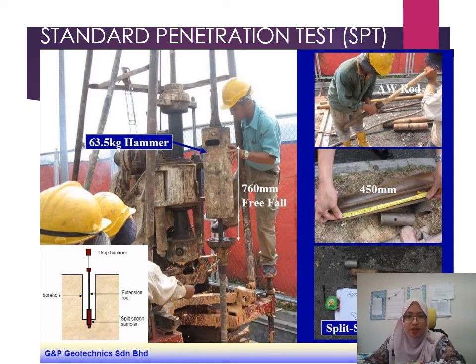Okay, so this is the picture of the standard penetration test. The weight of the hammer is 63.5 kg, and then the height of drop is around 760 mm. So it is free fall. As you can see on the right side of the picture is the sampler. So the soil sample can be collected using a split spoon sampler during the process.